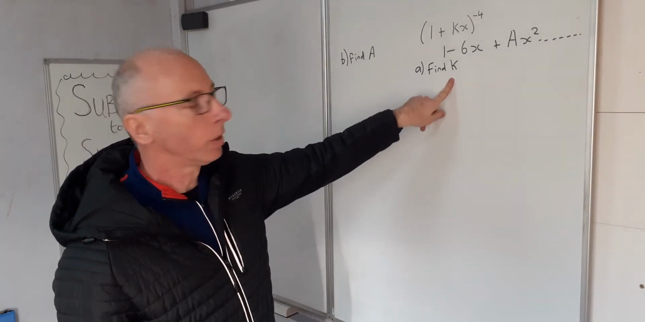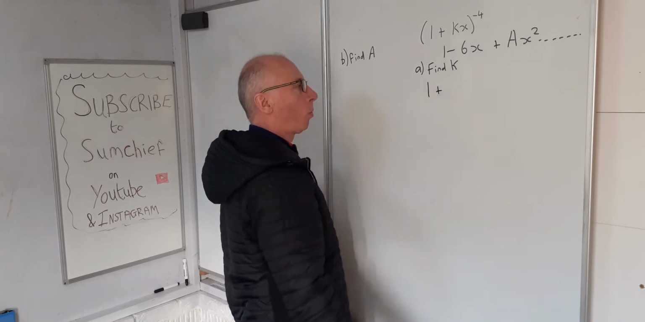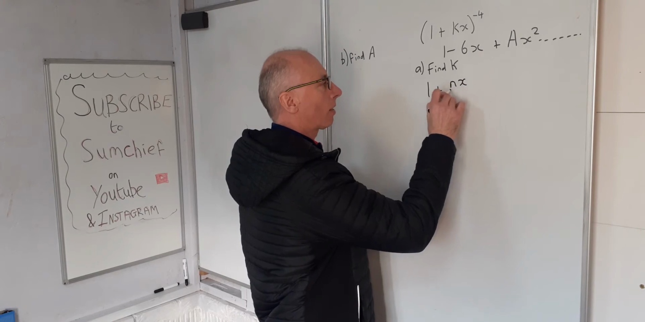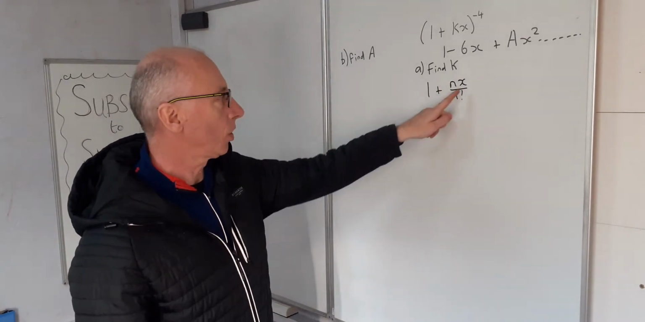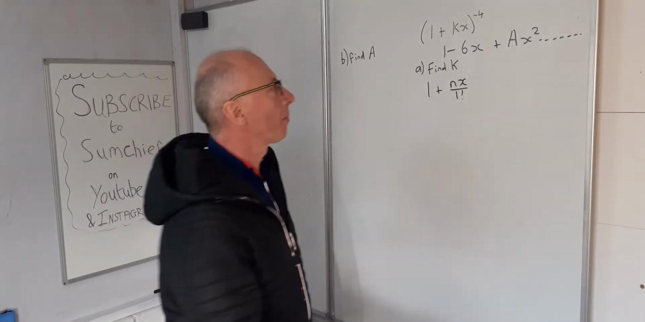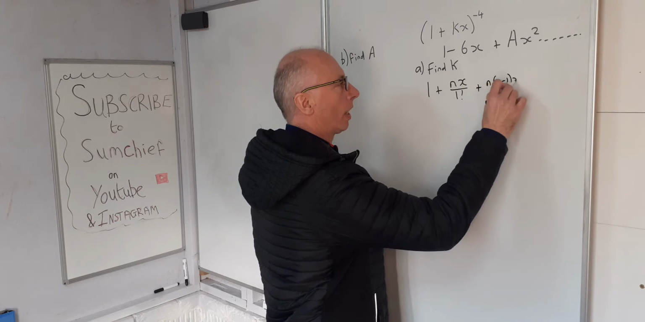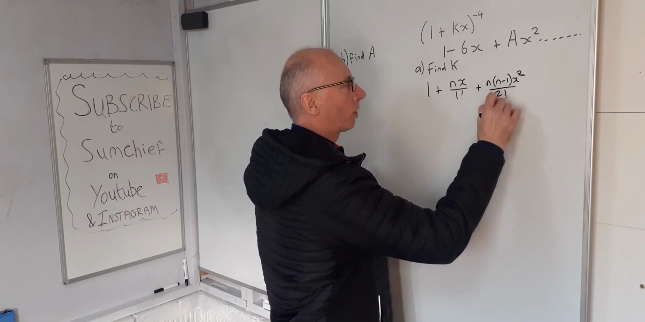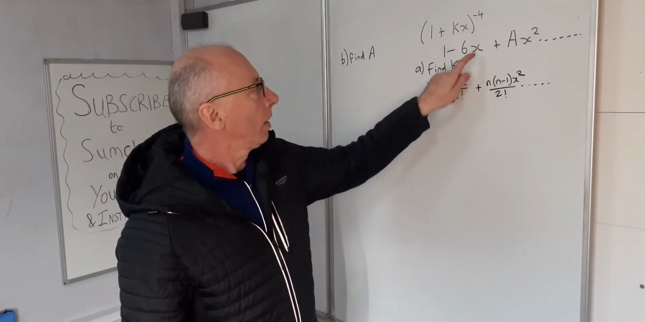So first of all, let's see what the formula is for binomial expansion. We've got 1 plus n times x over 1 factorial. That's the first term with x. Second term is plus n times (n − 1) x² over 2 factorial. So that is equivalent to that.